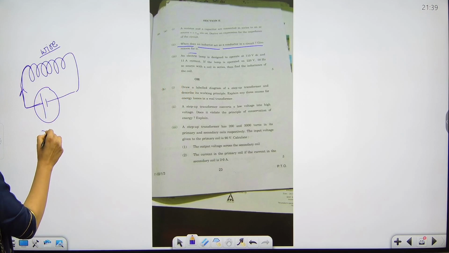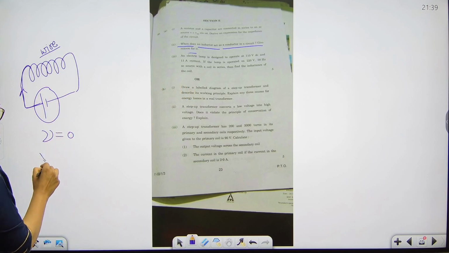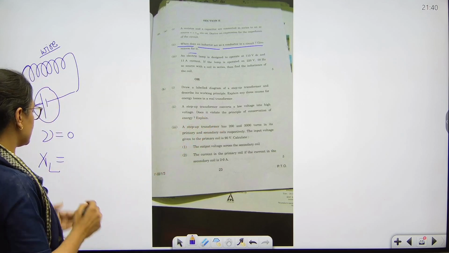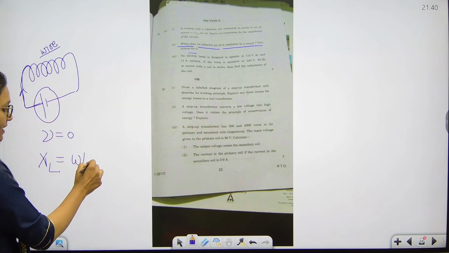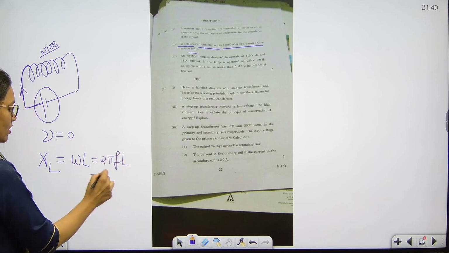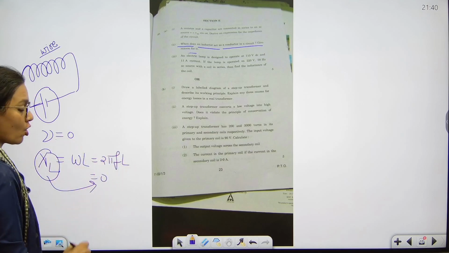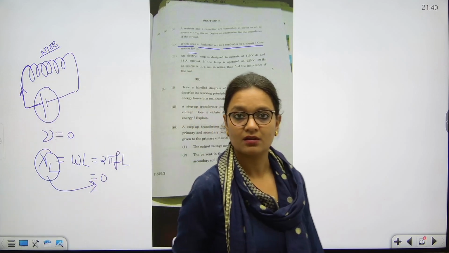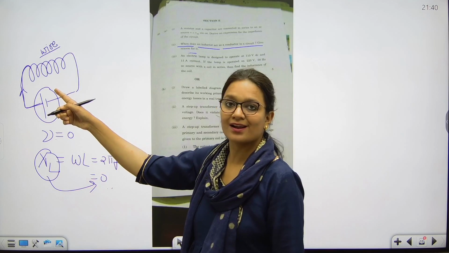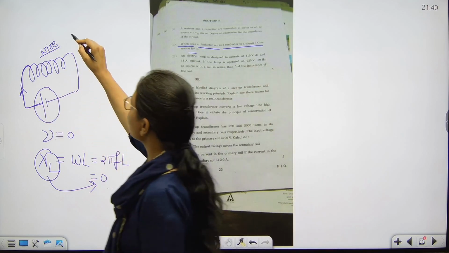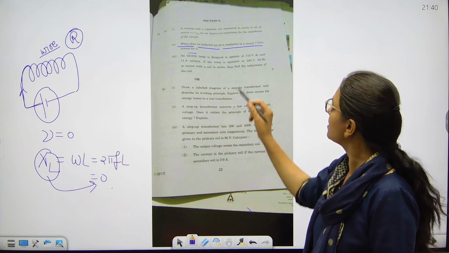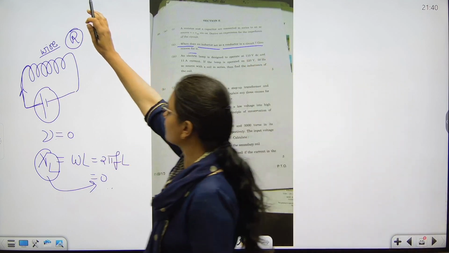Why? Because DC has 0 frequency and the inductor offers inductive reactance, which is omega L, that is 2 pi f L. Once the frequency is 0, the opposition offered by the inductor will be 0. Yes, no opposition. It will behave like a conducting wire. So it will have a certain resistance that you can consider, if it has a certain resistance. So it will behave like a conducting wire. Okay.